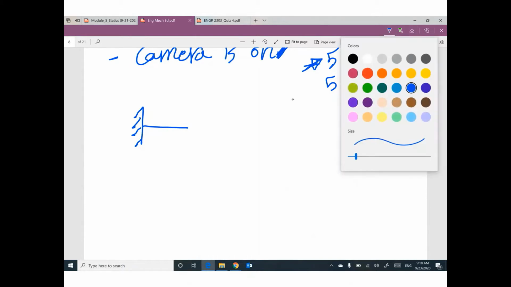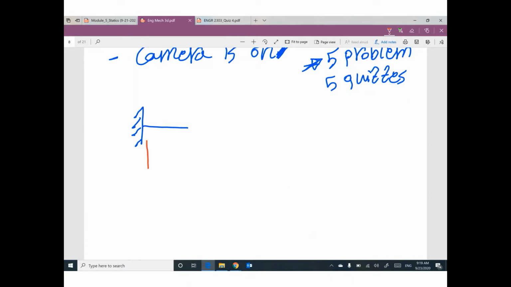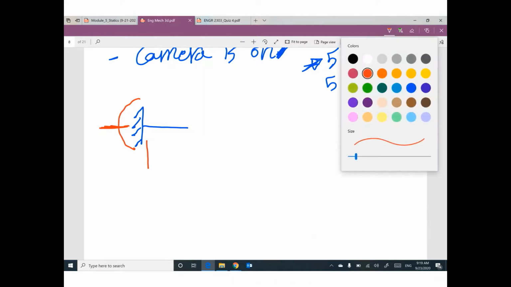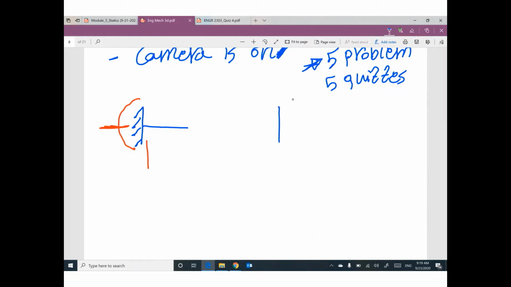1 vertical force, 1 vertical reaction as a force, 1 horizontal reaction as a force, and 1 moment. My question is, how can I assume these reactions? You can assume what you want. If you assume this reaction up, that's right. If you assume it down, that's right. It's up to you. But we have a vertical reaction.